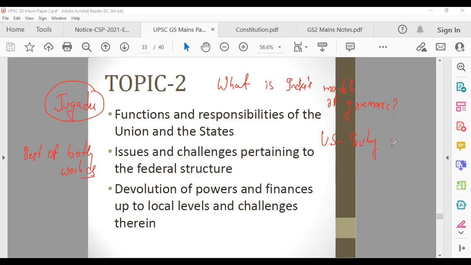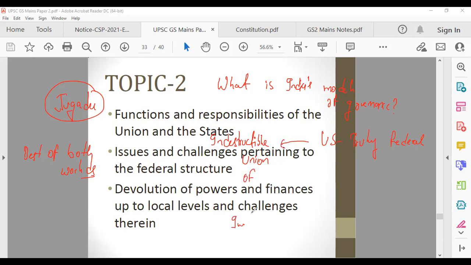US power is properly divided between center and states. They are truly federal. So that's why the US is also known as the Indestructible Union of Indestructible States. There's a term there, Indestructible Union. You will hear this a lot, or maybe you already have heard it. Indestructible Union of Indestructible States.